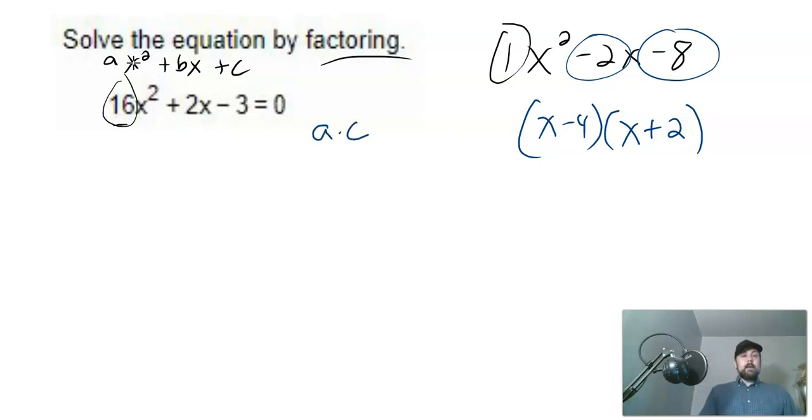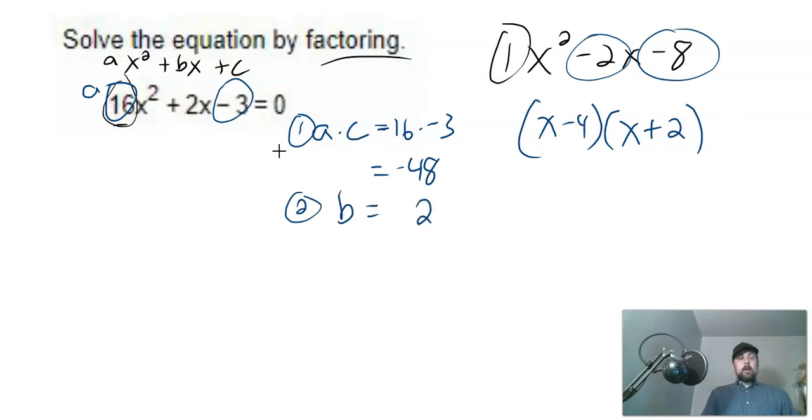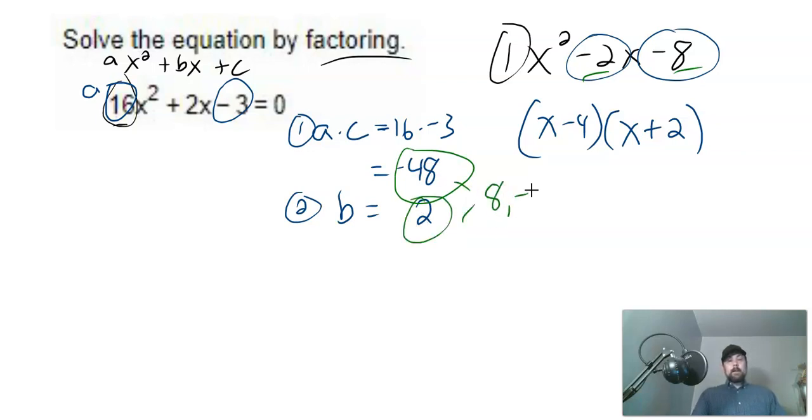So a times c, a is 16, c is negative 3. So the AC method tells you to take a times c. That's going to be 16 times negative 3 in this case, which will be negative 48. And then you consider b, which is 2. And this part of the problem is actually pretty similar to what we did over here, we want to find two numbers that multiply to AC, but add to B. So two numbers that multiply to negative 48, and add to positive 2, that's going to be positive 8 and negative 6. That multiplies to negative 48, that adds up to positive 2.